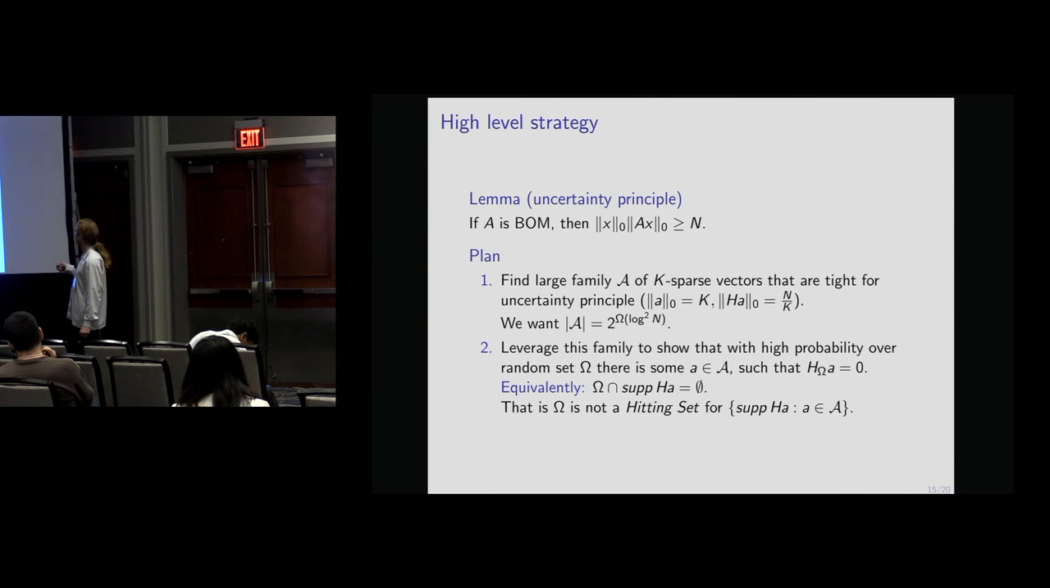I'm saying that I'm going to construct this set system consisting of sets that are support of H_A, and it is going to consist of as small sets as possible given the uncertainty principle. So I want to say that I have a set system that has tons of very small sets, and my goal is to show that a random set omega should be very large to be a hitting set. This kind of makes sense.